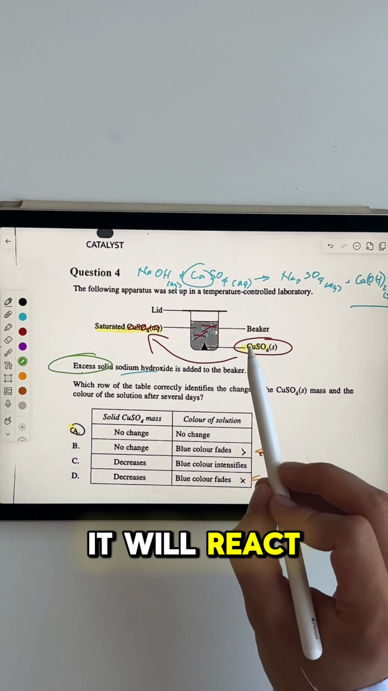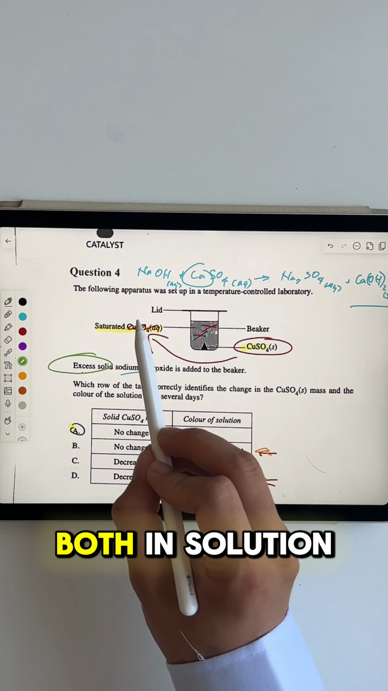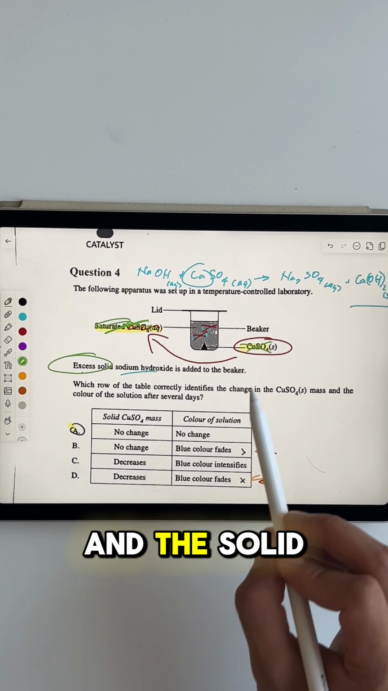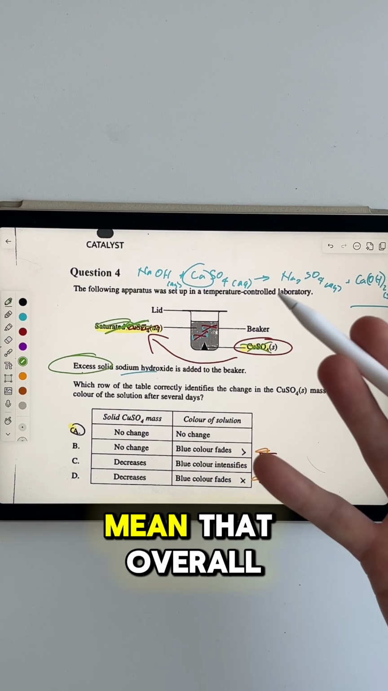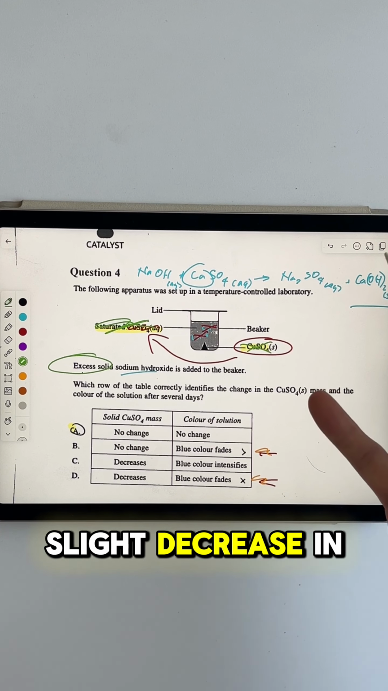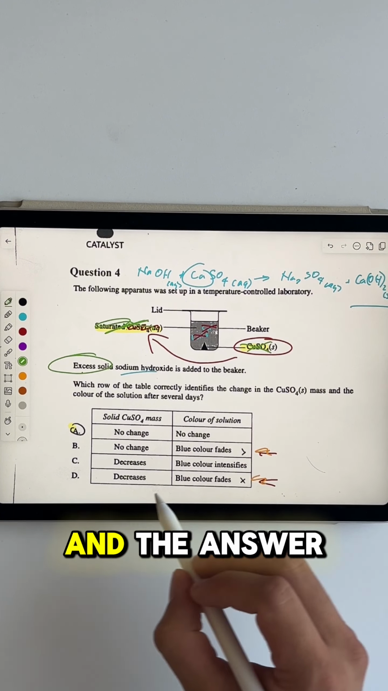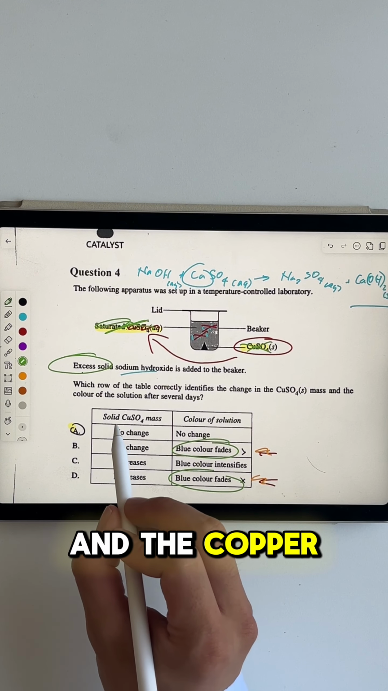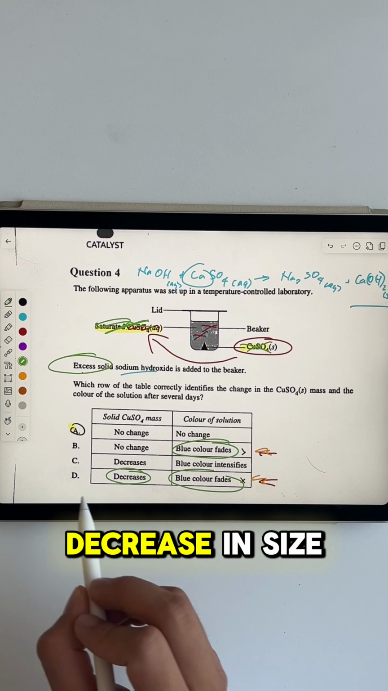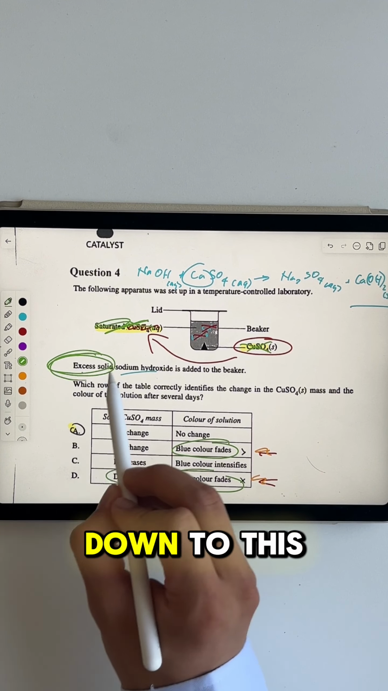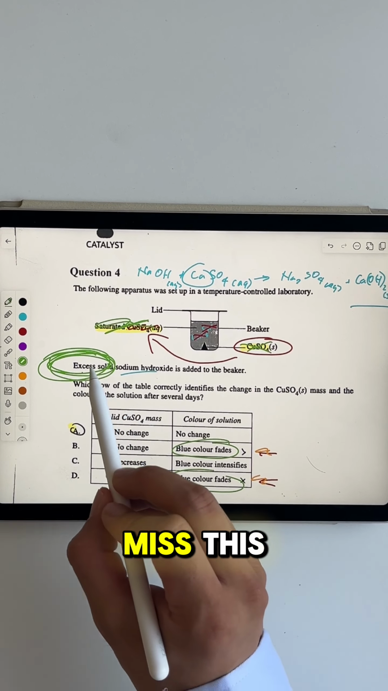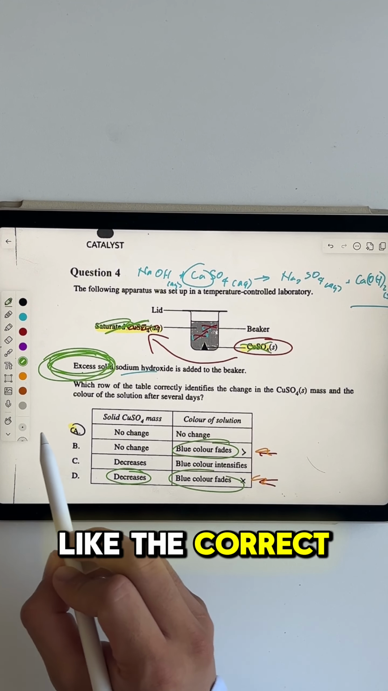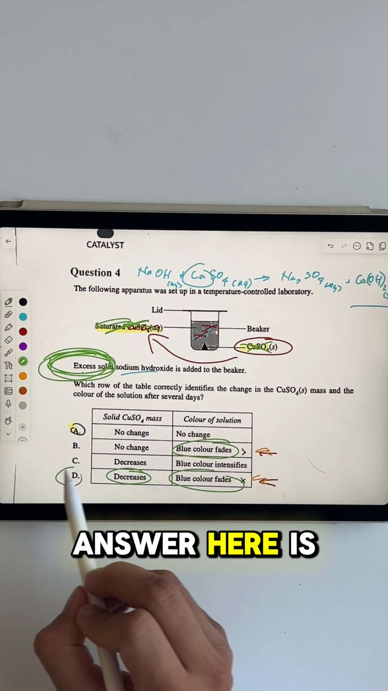It means that it will react all of this copper sulfate, both in solution and the solid remaining. So that would mean that overall you have a decrease in the color of the solution, and the answer would actually still have a fading of the blue color, and the copper sulfate mass would decrease in size. This is all down to this keyword excess, and if you miss this, A might seem like the correct option, but the correct answer here is actually D.